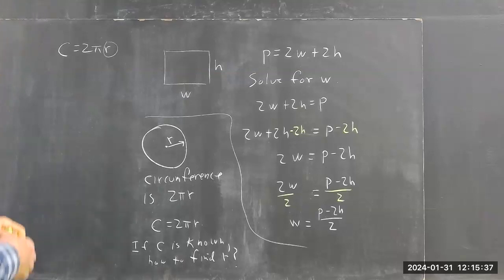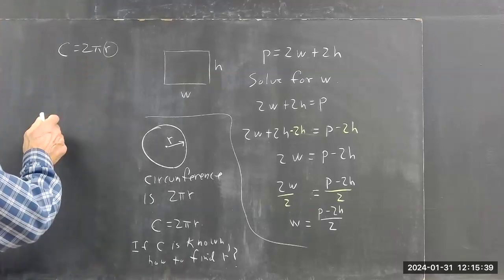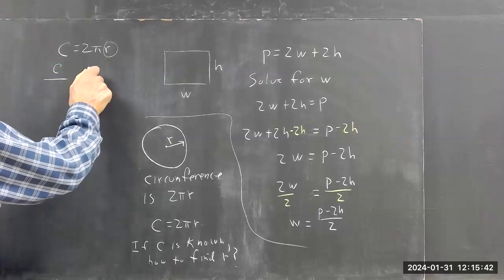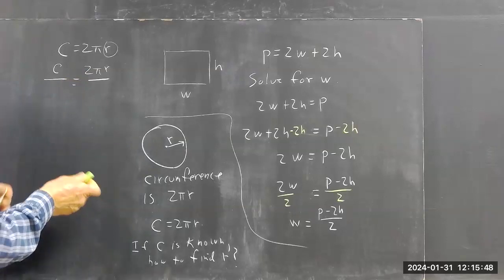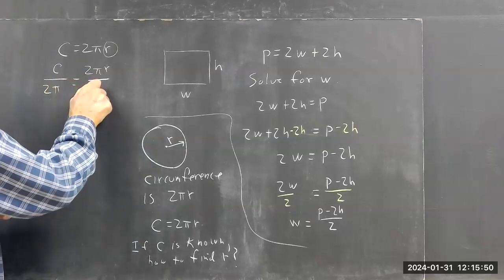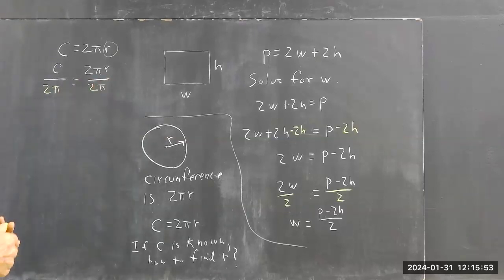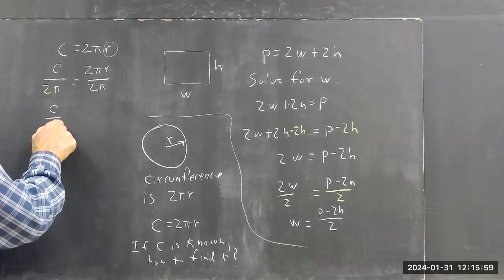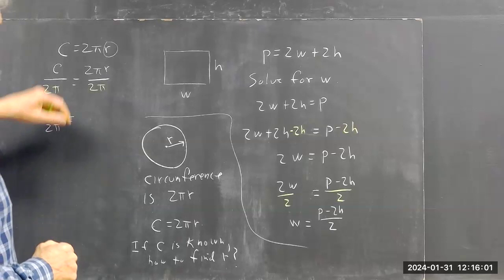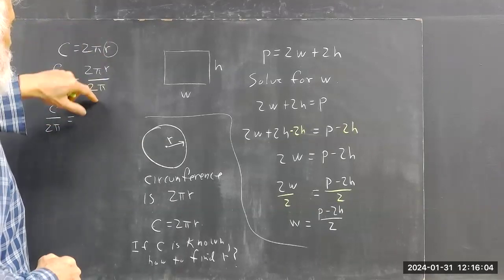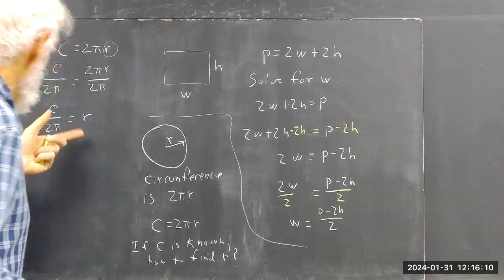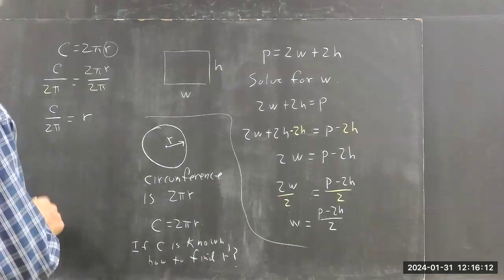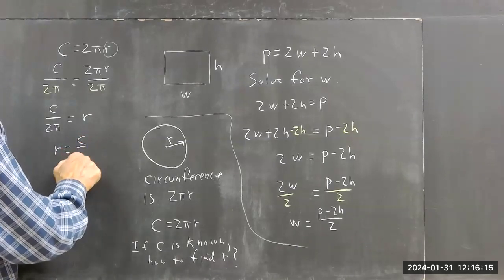So what we do is we divide by the 2 pi. So we do C divided by 2 pi, and we do 2 pi R divided by 2 pi, and we have to divide by the same thing, so we put the same thing here as we put here. So that gives us C over 2 pi. And if we're dividing 2 pi times R by 2 pi, the 2 pi will divide the 2 pi and leave us with R. So essentially just one step. And maybe we want to say R equals C over 2 pi.